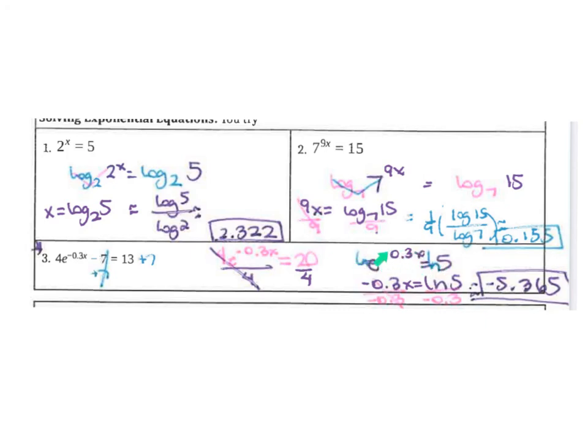Now in order to drop this down so it's not in the exponent position anymore, you're going to take the natural log of both sides. And so natural log of e, that cancels out. And so notice we're left with negative 0.3x equals natural log of 5. Then you divide by negative 0.3 to both sides. And then you do the calculator work. So you press natural log of 5 and then divided by negative 0.3. And you get approximately negative 5.365.